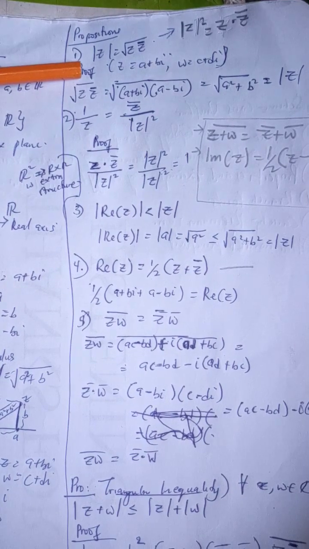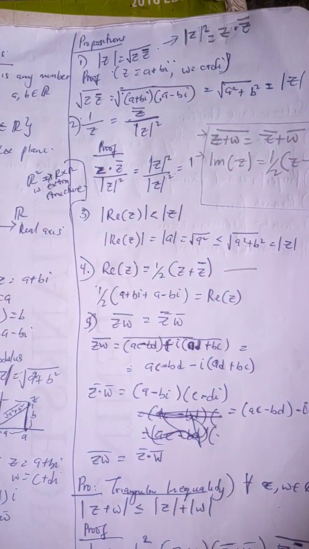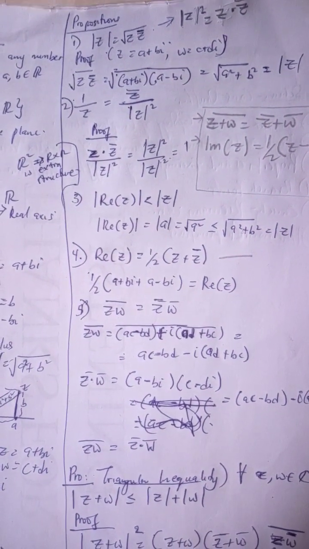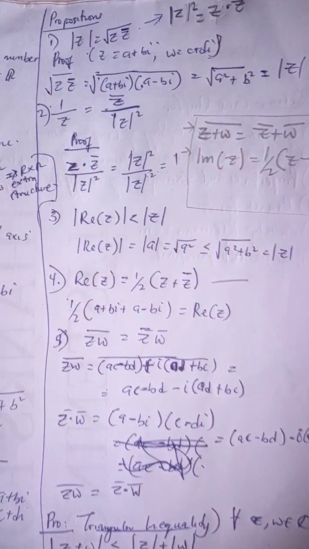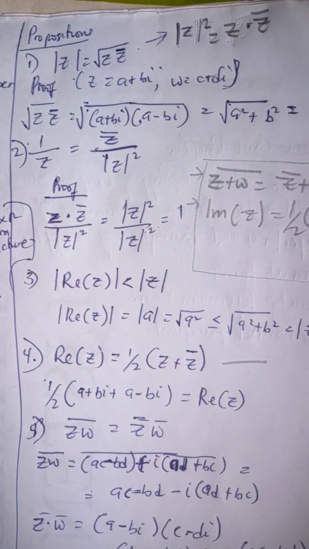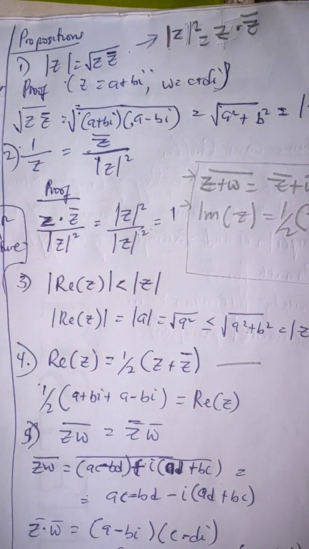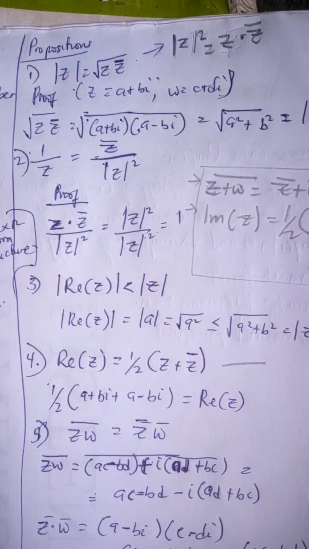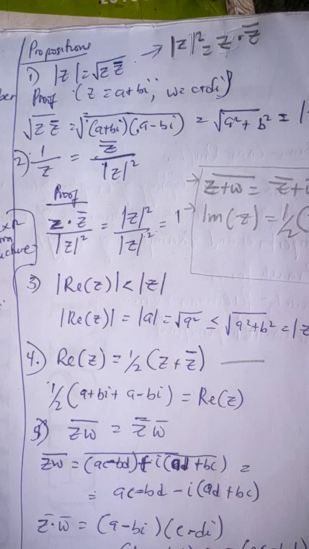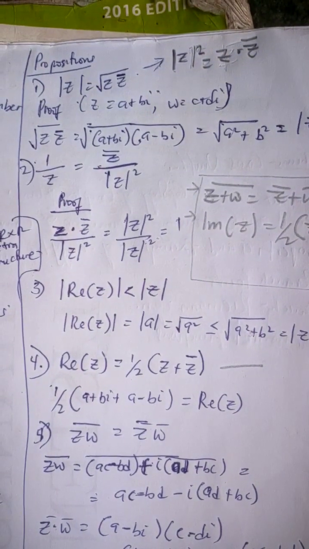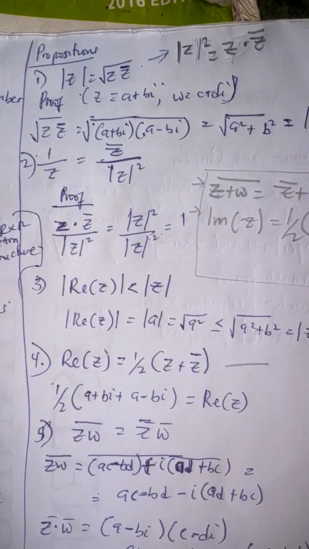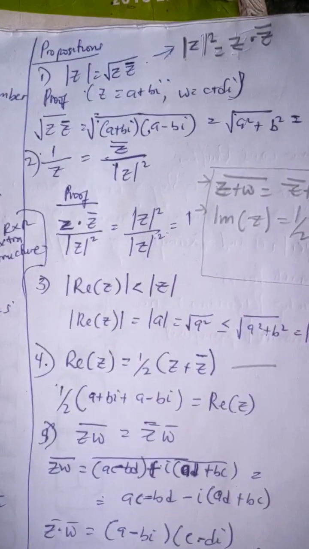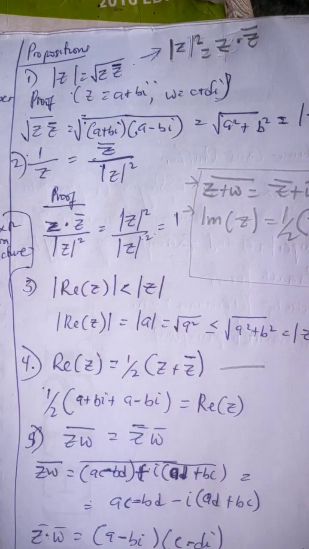Now looking at this, you have proposition 1, which is that the modulus of z is equal to the square root of z times z bar, and z bar means the conjugate of z, which is the negative of the imaginary part of z. Do you get it now? So that can also be written as the absolute value of z squared equals z times z bar. And now let's look at the proof of that.